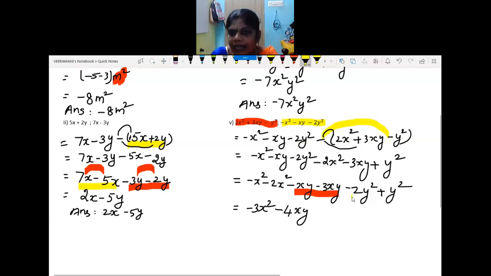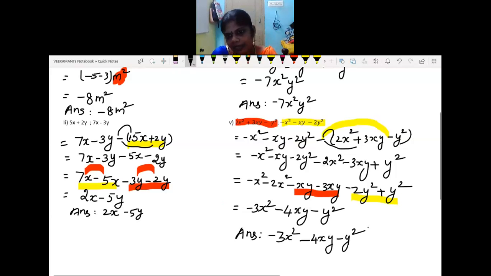Next, minus 2y square plus y square. Okay, here y square is the common variable. Minus 2 plus 1 you get minus 1. So minus y square. Minus 1 into y square you get y square only. Okay, so minus y square. So what is the answer, children? Minus 3x square minus 4xy minus y square.